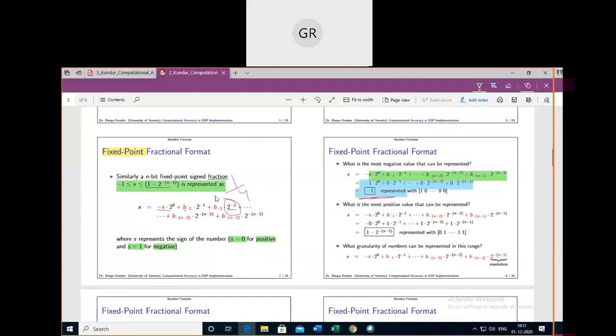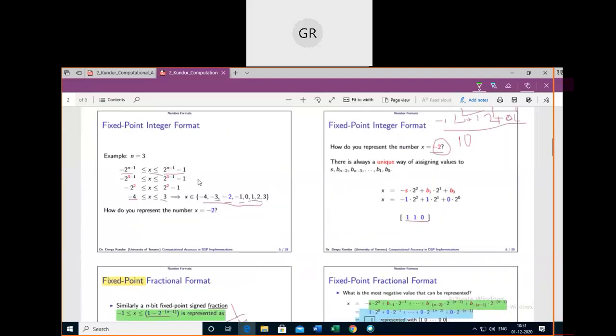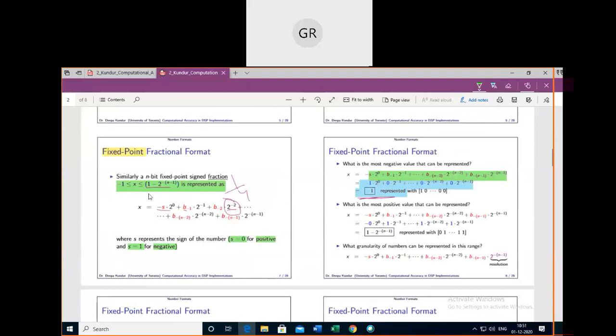Okay, this fractional format number, this is the range, and how we can represent it, and find out the most negative value and most positive value.